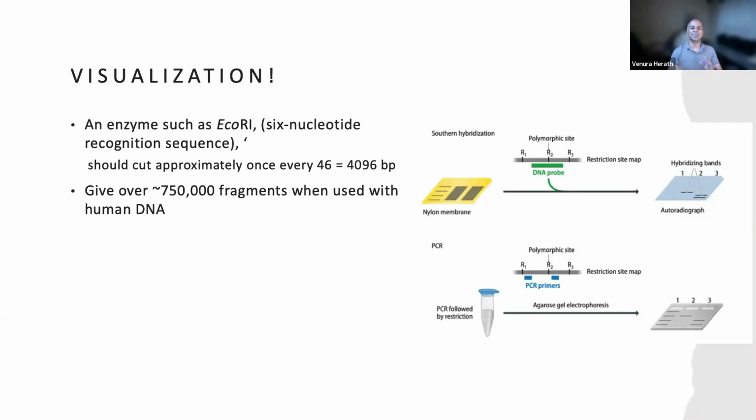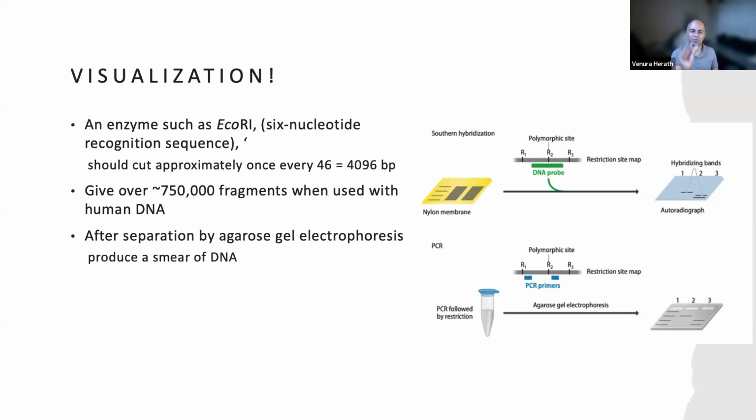Okay, so now imagine you took your genome, used EcoRI, and now you have the restriction digested product. Now you're going to run a gel. Imagine when you look at your gel, what are you going to see? There are 750,000 fragments of different sizes. What you're going to see is a big smear from top to bottom. It's not going to provide any useful information, right? So why do you see a smear?